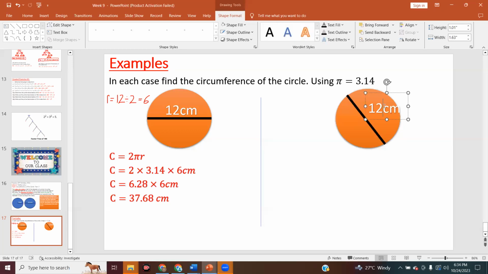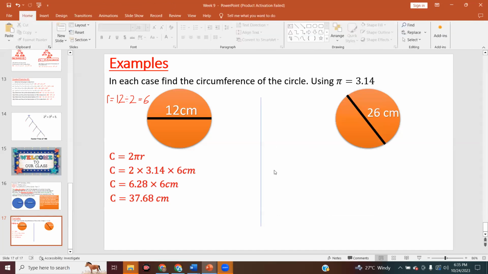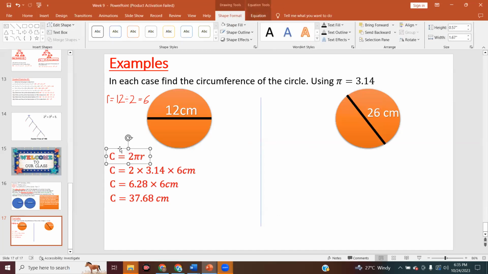All right, so for this one, let's use 26. 26 is going to be the diameter. So what's the radius?